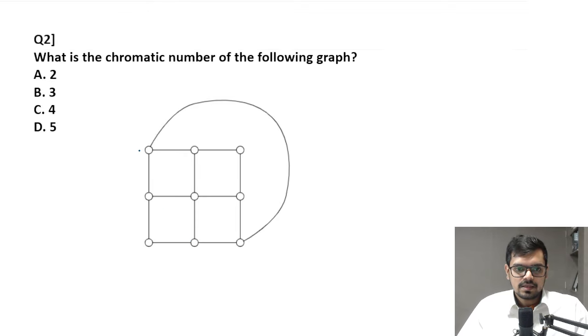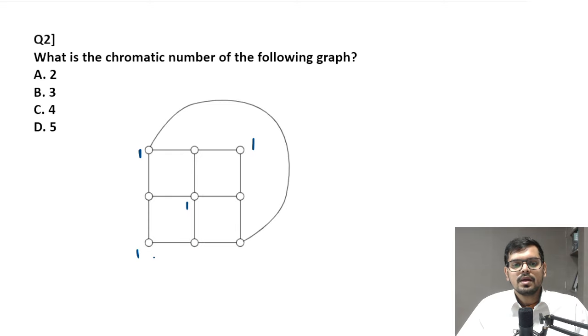If I color this vertex as 1, then this adjacent cannot be 1. This is adjacent, this is adjacent, they cannot be 1, but then other vertices can be 1. If this is 1, then adjacents cannot be 1, but this can be 1. Then adjacents cannot be 1. Okay, but then this can be 1, right? So 1 can be filled in these 4.